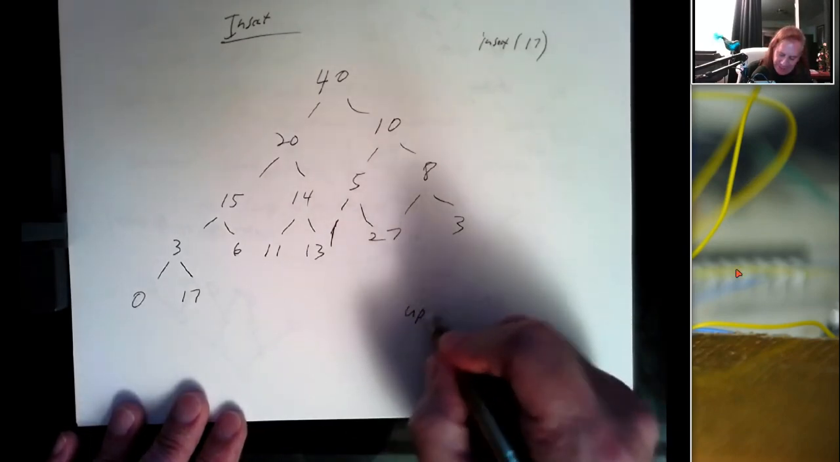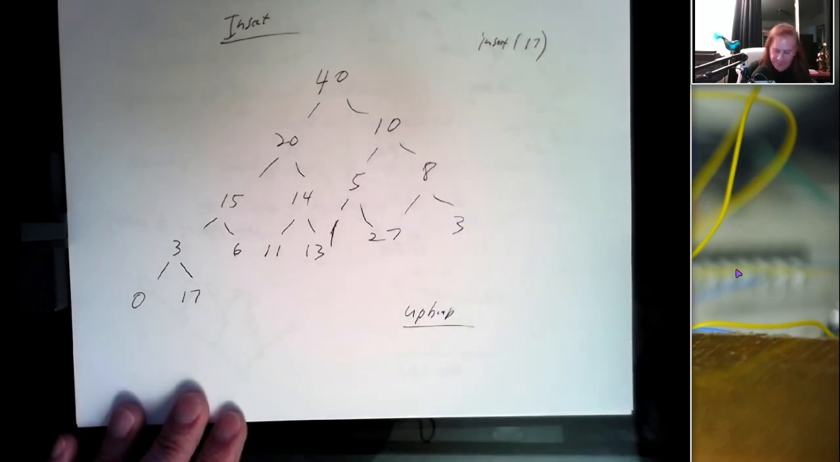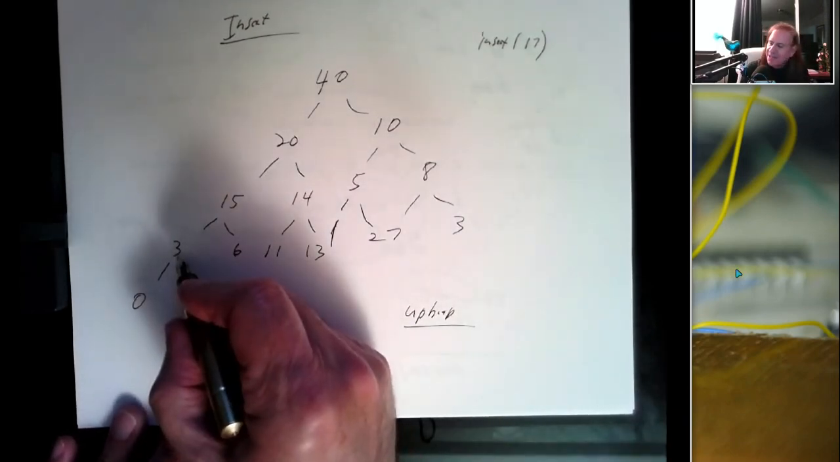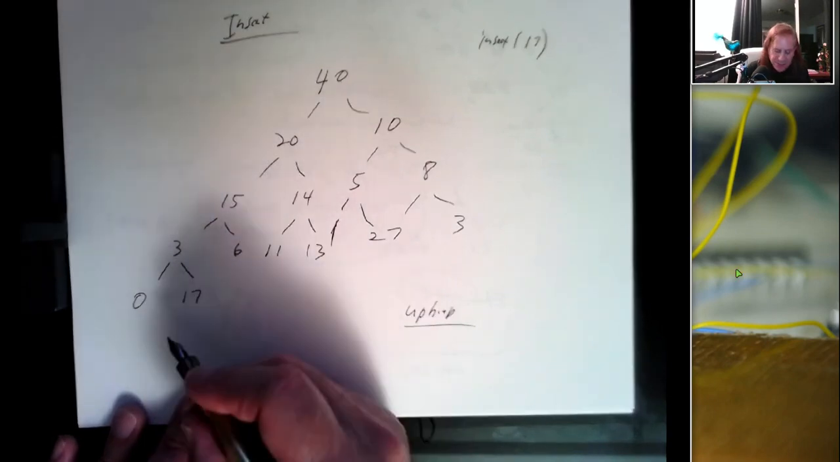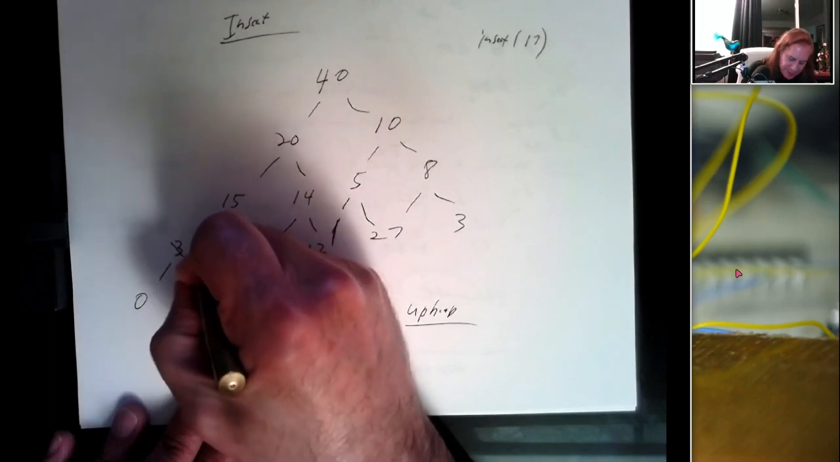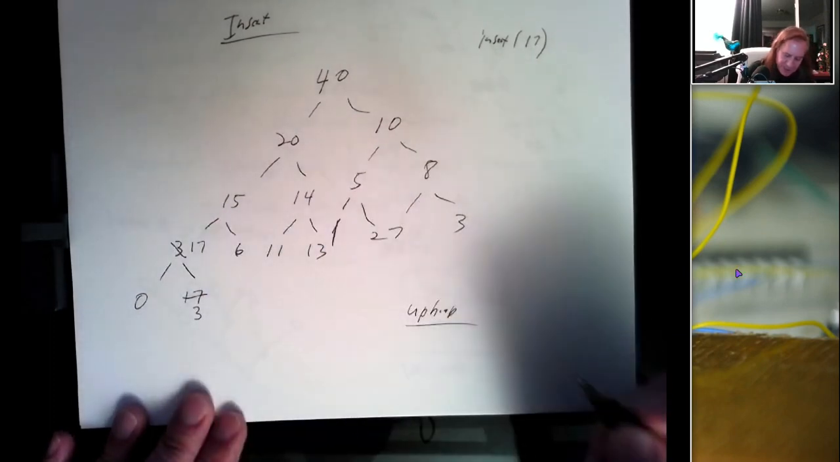And then we do an upheap. So how does upheaping work? Well, look at this node's parent, see if it satisfies the heap property. If it does, you're done. Is 3 bigger than both of its children? No. So let's swap. Let's put the 17 there and the 3 here.